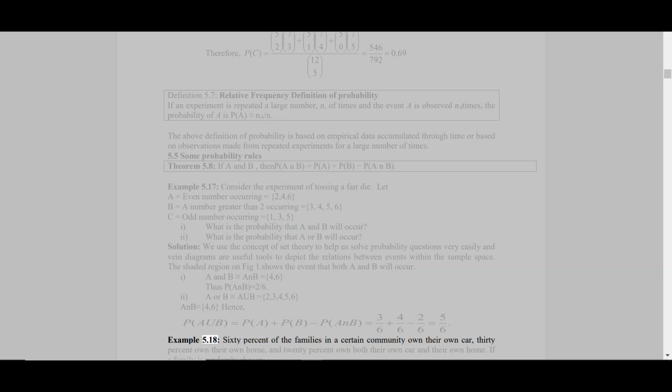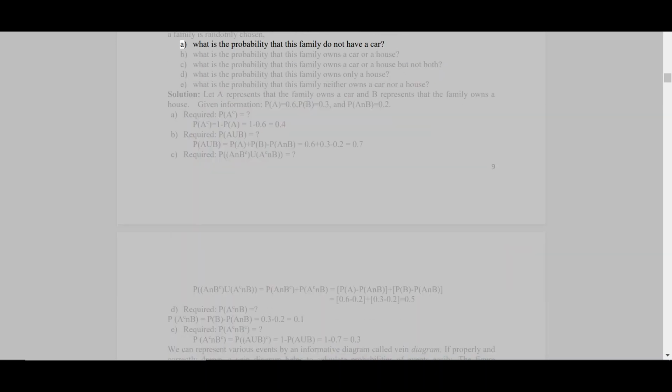Example 5.18. 60% of the families in a certain community own their own car, 30% own their own home, and 20% own both their own car and their own home. If a family is randomly chosen: A. What is the probability that this family does not have a car? B. What is the probability that this family owns a car or a house? C. What is the probability that this family owns a car or a house but not both? D. What is the probability that this family owns only a house? E. What is the probability that this family neither owns a car nor a house?